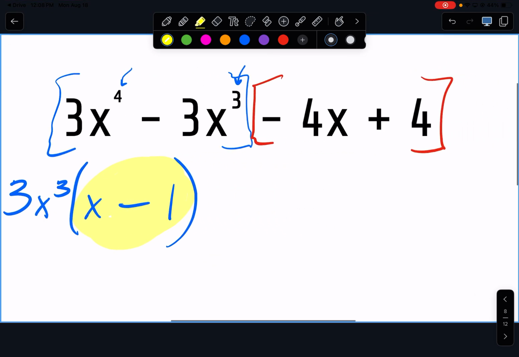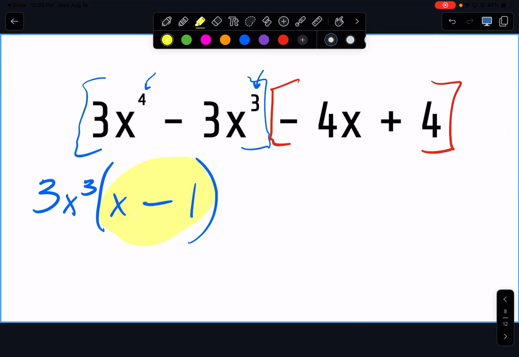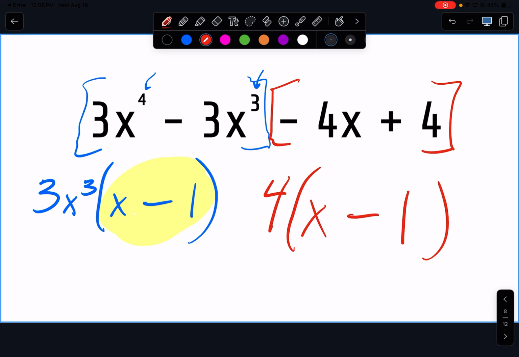So now we're going to go over to the red side, and what we want to get inside the parentheses is x minus 1. We want that to match, okay? So I look at my terms, negative 4x and positive 4. I know that I can factor out a 4. Okay, and then it's going to be x. And this is where we have to really figure out, I want to have x minus 1 inside my parentheses, right? Well, I need this to be a negative 4x, but I want this to be a minus 1.